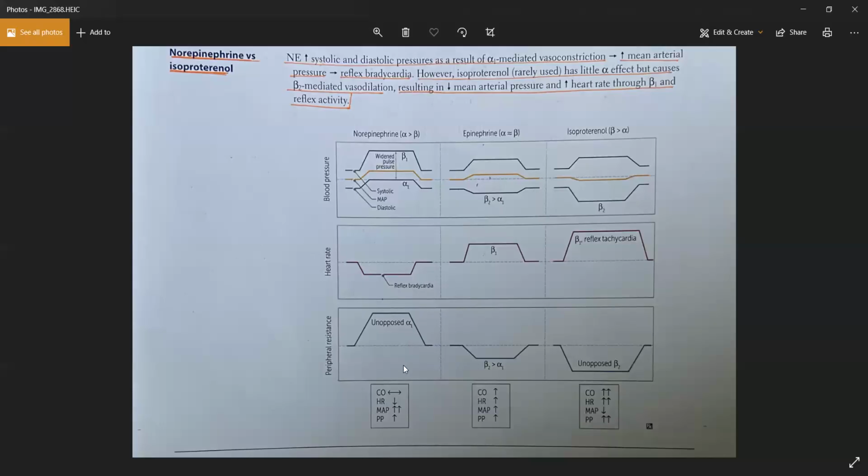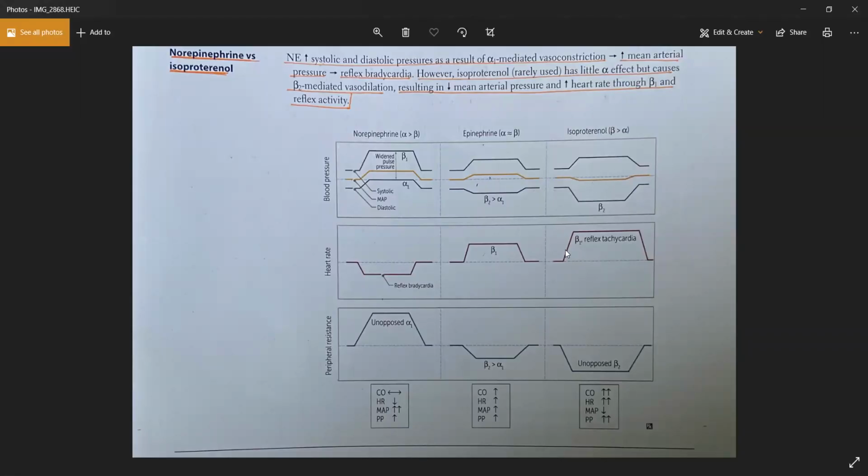Okay, the next one. In case of isoproterenol, they have mostly beta effect, with equal beta 1 and beta 2 effect. So you will get vasodilation by the beta 2, and so a very low diastolic blood pressure. Because you get an increase in the heart rate and increase in the cardiac output, you will get an increased systolic blood pressure. So ultimately the mean blood pressure could remain the same or slightly decrease.